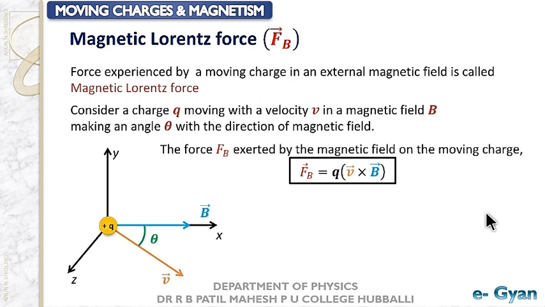Then the force exerted by the magnetic field on the moving charge, I have taken the charge to be positive, you should note it. So the magnetic field exerts a force on the positive moving charge, that is given by Fb is equal to q v cross B. Since velocity is a vector quantity and magnetic field is a vector quantity, we are taking the cross product between them, and because of this cross product we get a magnetic force on the charge.